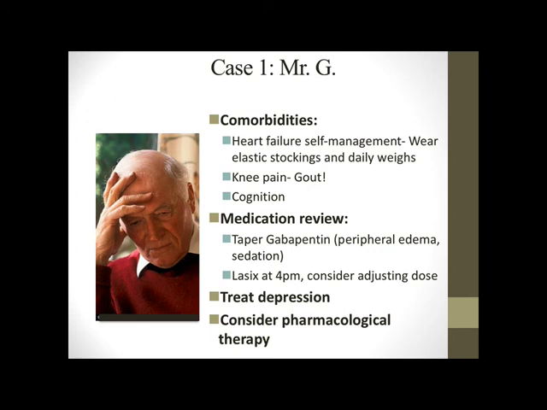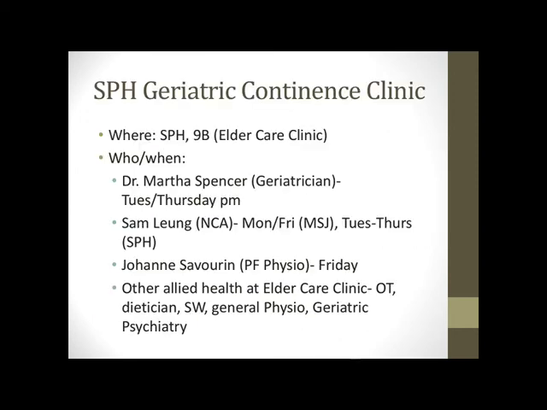And maybe considering adjusting the dose downward a little bit if we want to look at making his frequency better. Treating his depression if that's something that he's interested in, and considering pharmacological therapy again for his urinary incontinence.